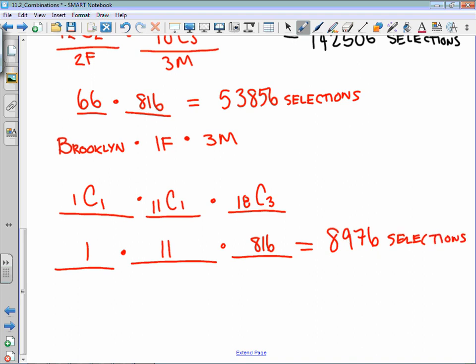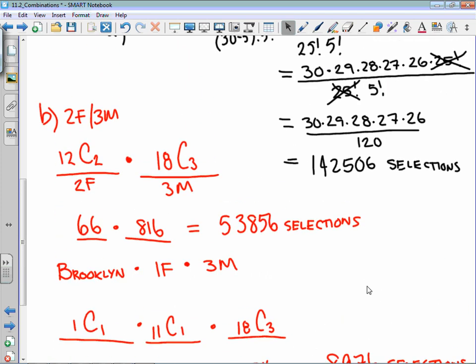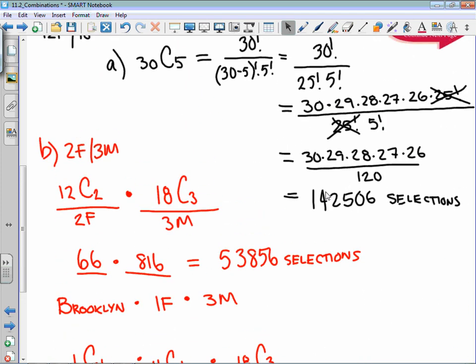Now, I think it should be noted that the more restrictions we put on a question, the fewer possibilities there are. And that's something really important, I think, intuitively, when we talk about this chunk of the course. As we're talking about the number of different arrangements, a useful use of this is the idea, what if we wanted to know the chances of Brooklyn being on the committee? Well, we could take the number of selections that involve Brooklyn, and 1 female and 3 males, and divide it by the total number of selections, and that would give us the chances that Brooklyn is on that committee.